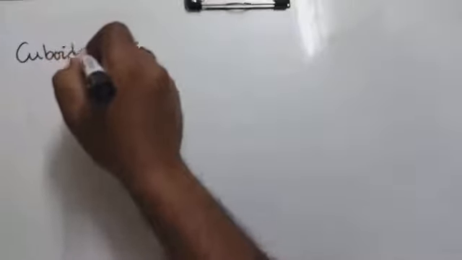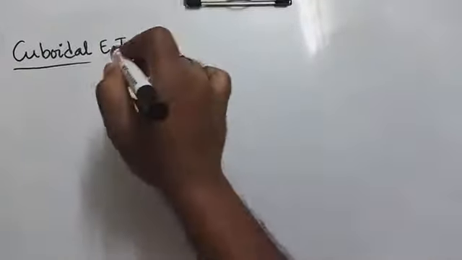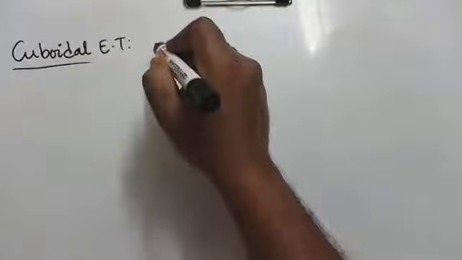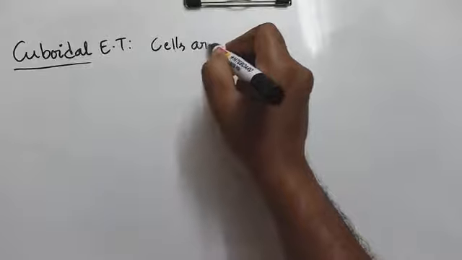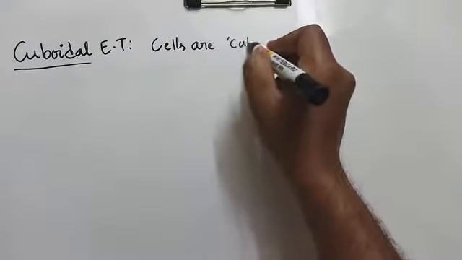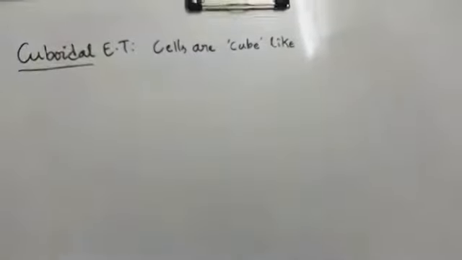Next, cuboidal epithelial tissue. Simple cuboidal and glandular cuboidal. In columnar epithelial tissue, the cells are pillar-like. In cuboidal epithelial tissue, the cells are cube-like. Right?